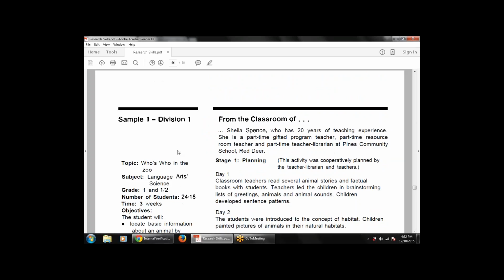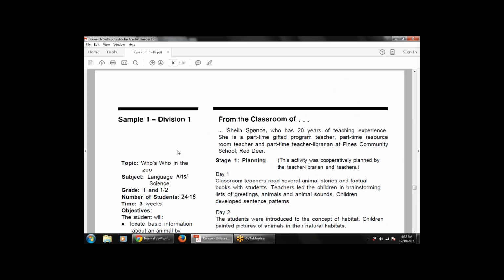Now this is sample number 1, that is division 1, from the classroom. The teacher is Sheila Spence, who has 20 years of teaching experience. She is a part-time gifted program teacher, part-time resource room teacher, and part-time teacher librarian at the Pines University.